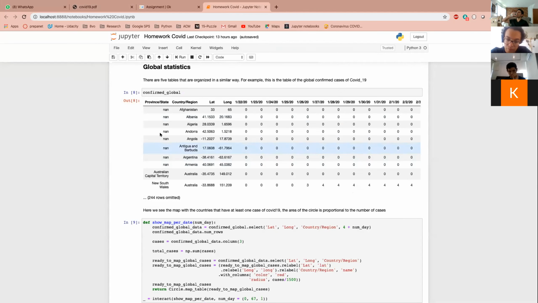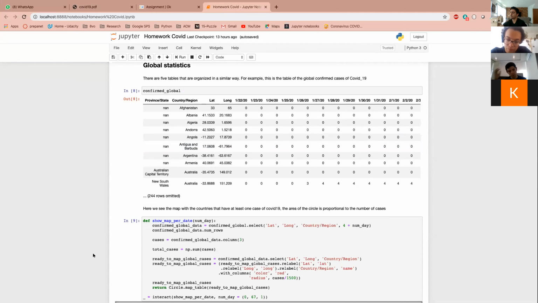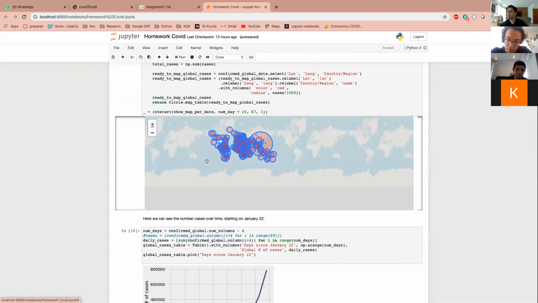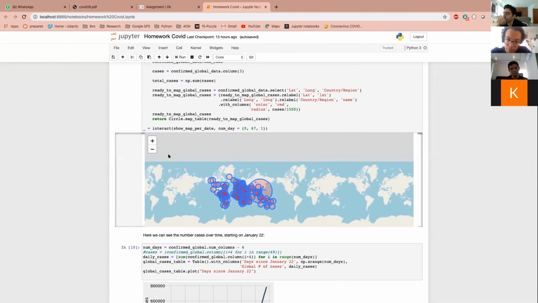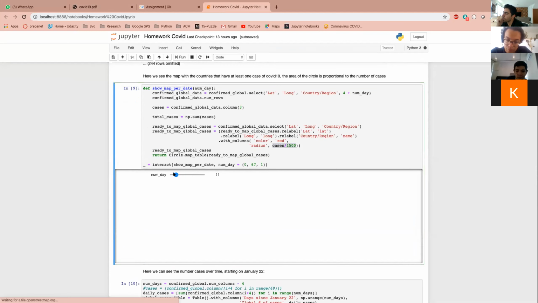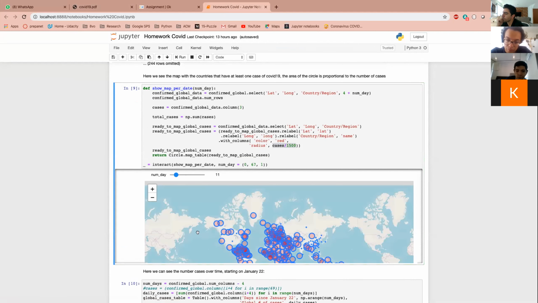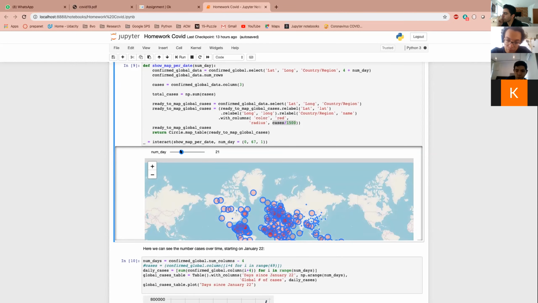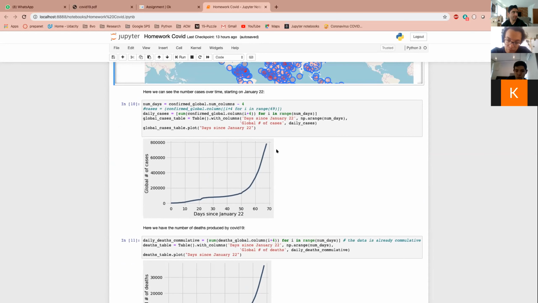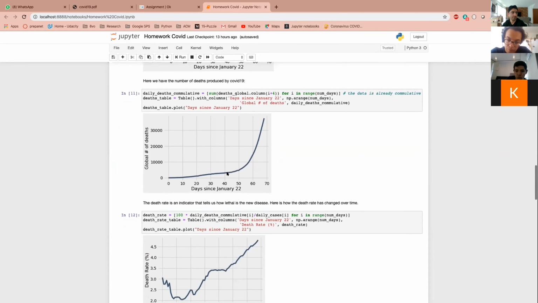Well, I used the same dataset as the other teams. Here I have a map with the distribution of the cases, and also this is interactive. And here the size of the radius is related to the number of cases. Here I have the progression of the number of cases, and how the global number of cases and the number of deaths have evolved over time.